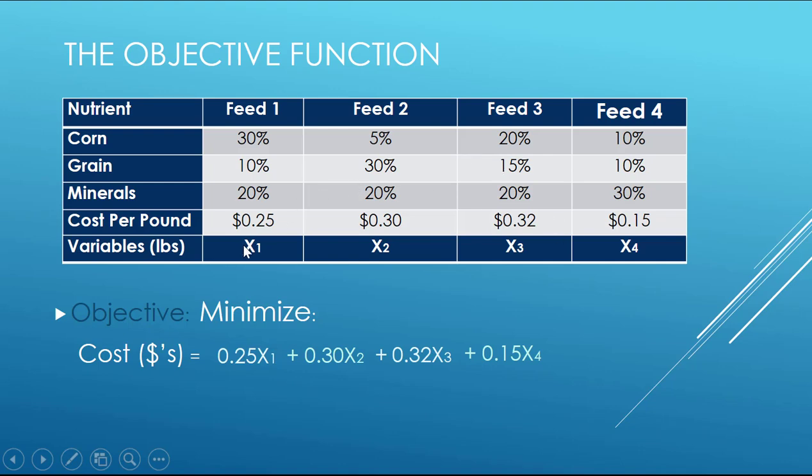So for cost, we're going to minimize our cost per feed type. If we put x1 pounds of feed 1 in this mix, it's going to be 25 cents per pound times the number of pounds of x1, and so on for the different feeds and their cost per pound times their number of pounds. Add all of those together and we get the total cost for producing this feed.